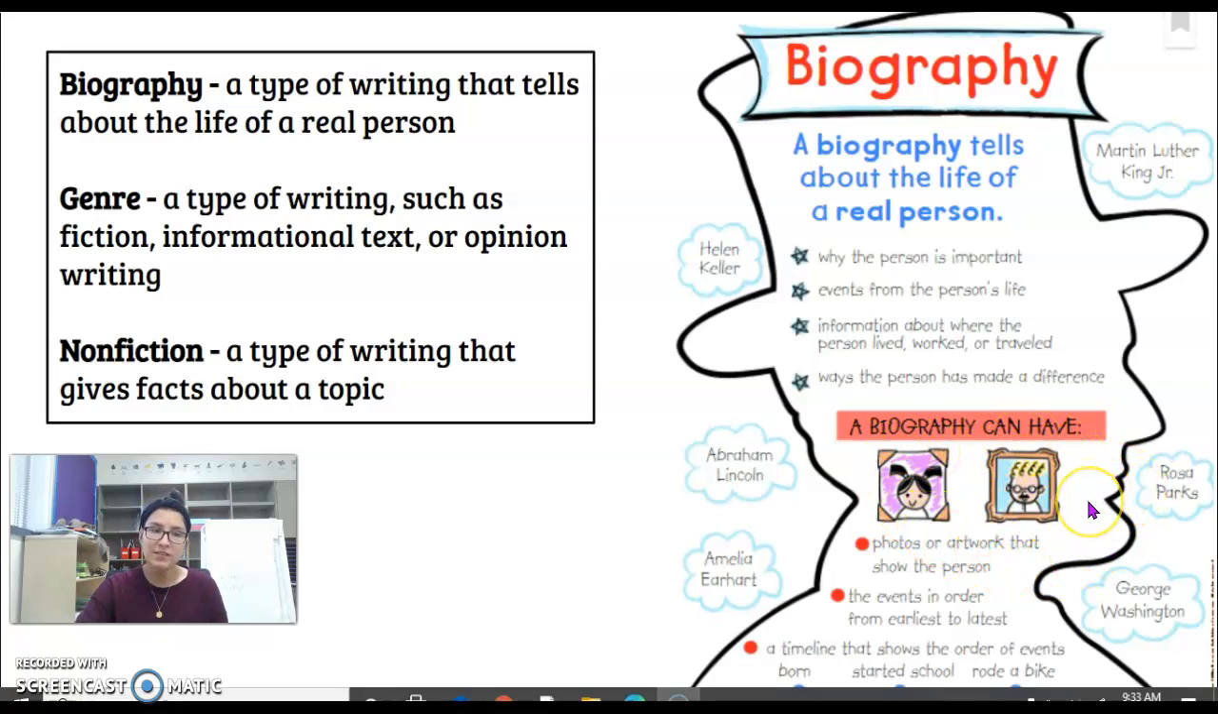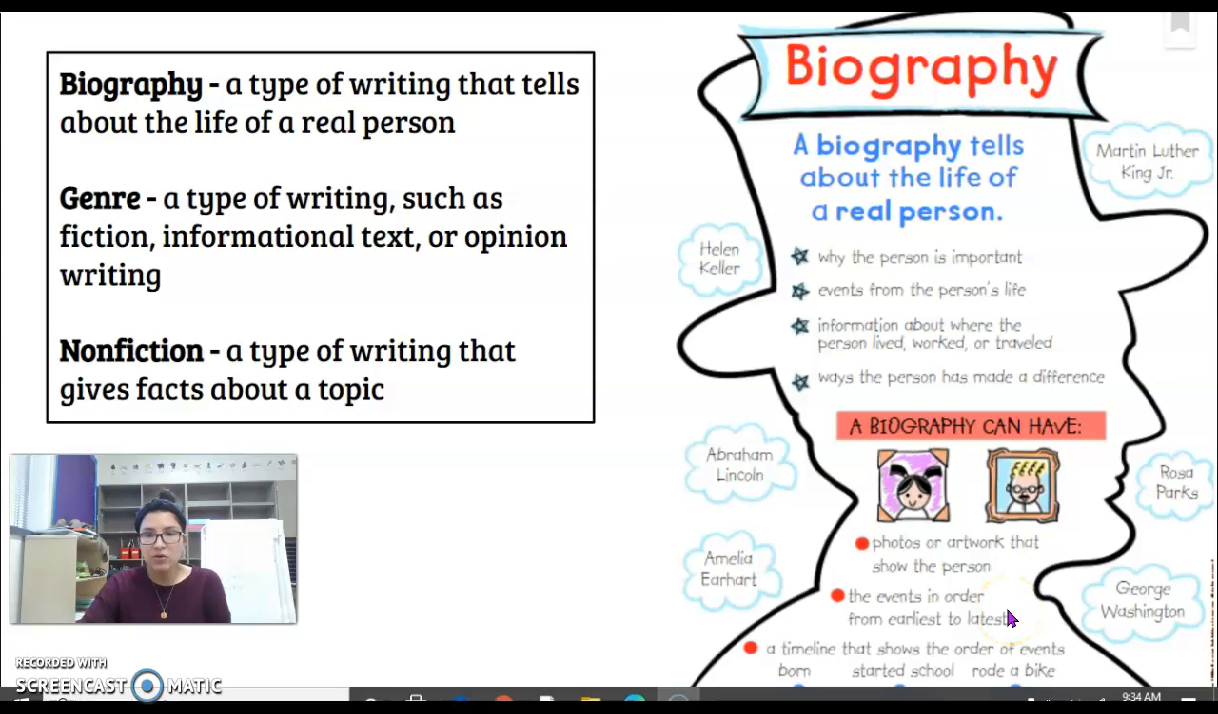A photograph is taken with a camera. A drawing will most likely be realistic, meaning it's not going to look all silly. You can tell it's a drawing, but it's going to look somewhat real. So you might see this in a biography. It might be a photograph or artwork of that person that you're reading about and learning about.